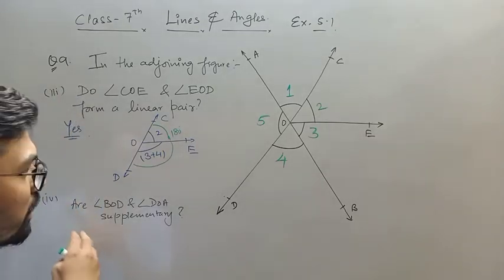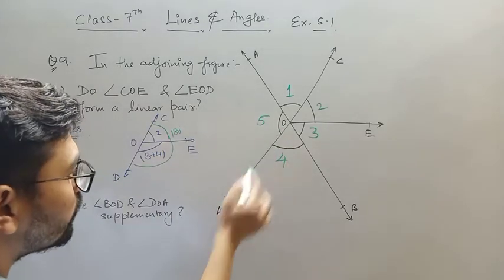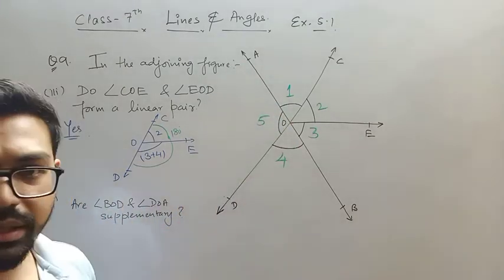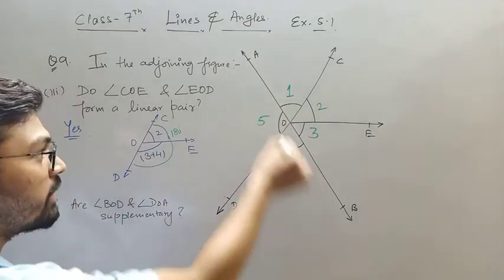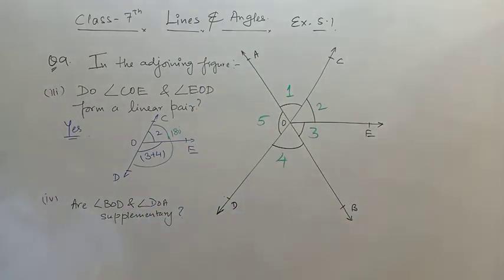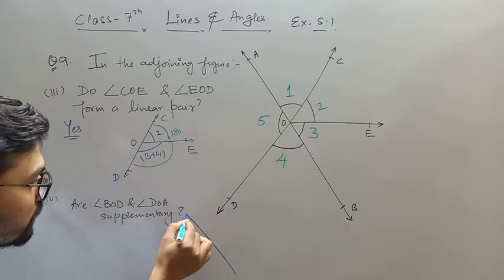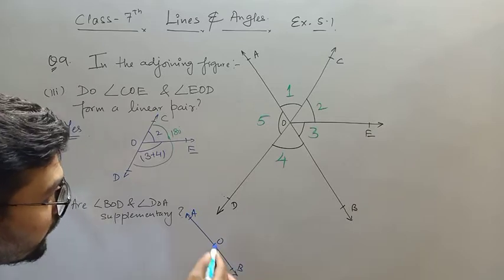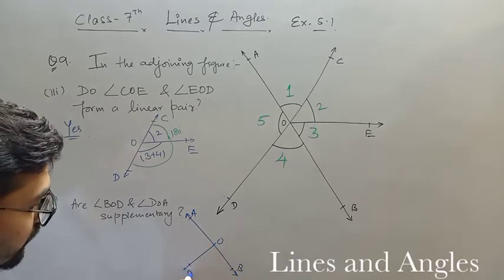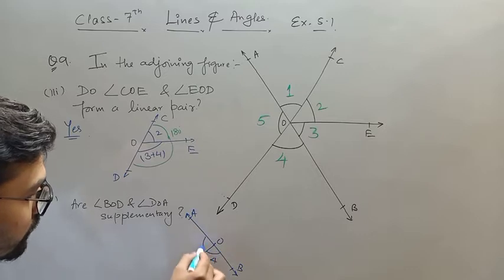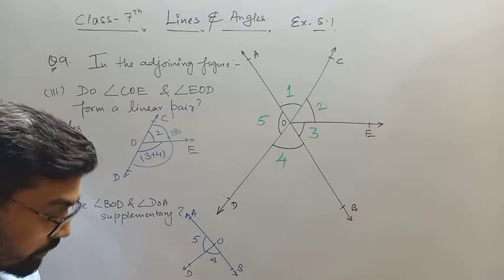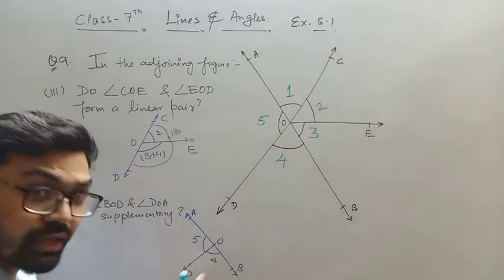Next is the fourth part. BOD and DOA, what do you think? Are BOD and DOA supplementary? Yes, these are supplementary angles because AOB is a straight line, right? This is A, this point is O, this point is B. This is D, this angle is 4, this angle is 5. AOB is a straight line. Angle 4 plus angle 5 will give you 180 degrees.